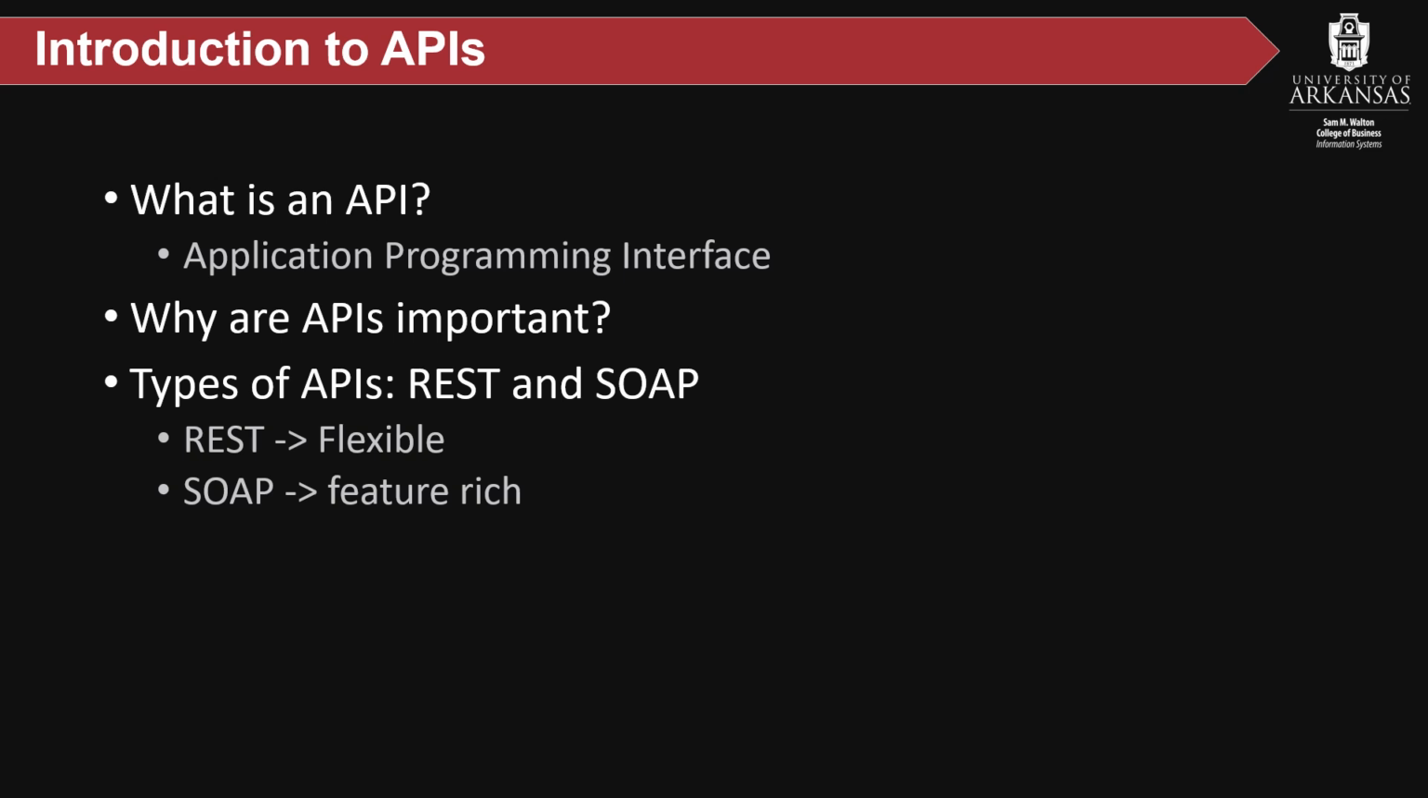There are two different types of APIs: REST APIs and SOAP APIs. These are the two main ones we're going to focus on. And while REST is more flexible and easy to use, SOAP is more rigid, but it offers more additional features like security. And we'll dive deeper into these two on the next slide.